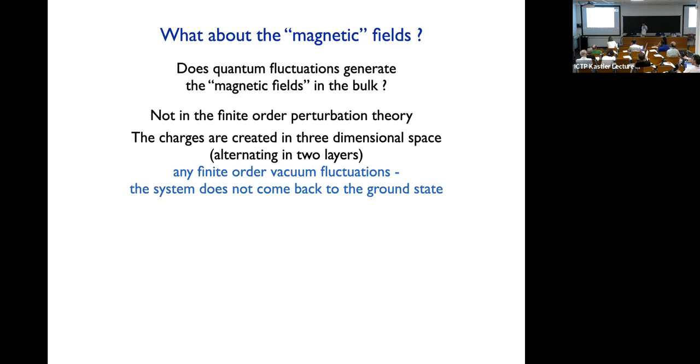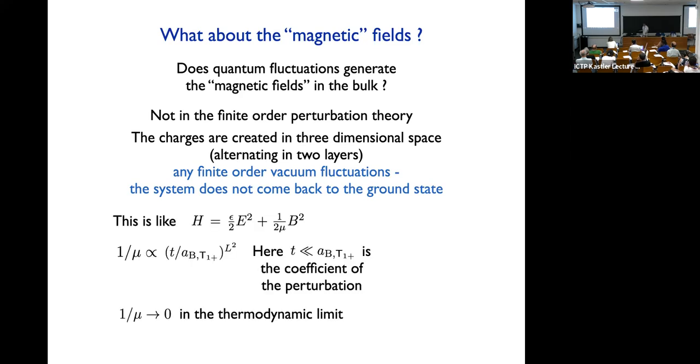Again, I don't have time to describe all the details. It's just the property of this particular model. I don't think that this is generic, but in this particular model, because of the geometrical way that charges are created, we find that if you do the vacuum fluctuation, that's basically what you're talking about, the system does not come back to the ground state. In fact, you can do this if your system size is very small. We only talked about the electric field squared at this point for the Hamiltonian. We are asking whether you can generate a B squared term. It turns out the one over the magnetic permeability, you want that to be finite to have a finite speed of light, right? So according to perturbation theory, in order to generate a magnetic field, it turns out you have to go all the way to the boundary.